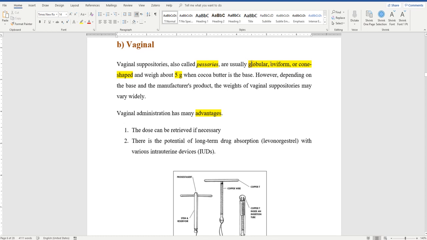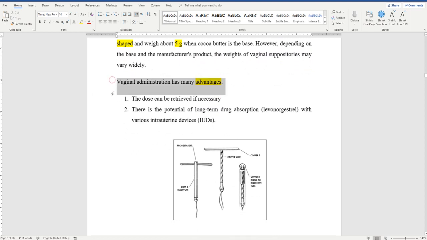Now, their shape is globular, meaning spherical, oviform, meaning oval, or cone shaped, and can weigh about 5 grams when you are using cacao butter as a base. But you should know that this amount can vary considerably, widely, between one manufacturer and another, and also it depends on the base that you are using.